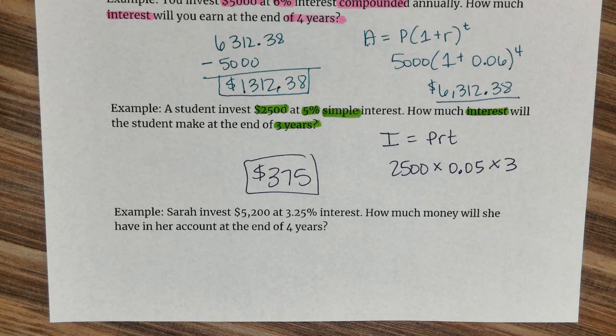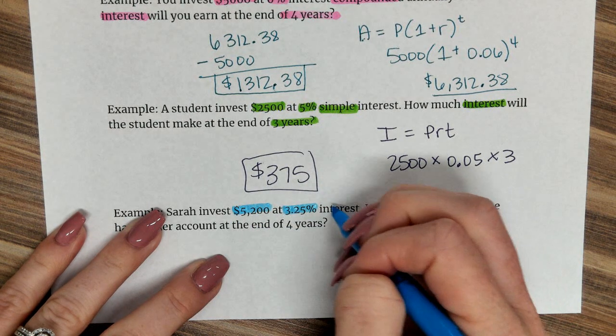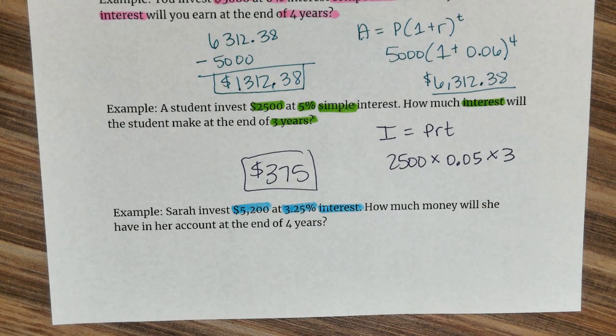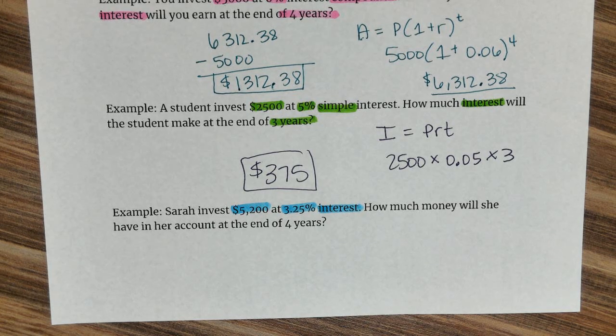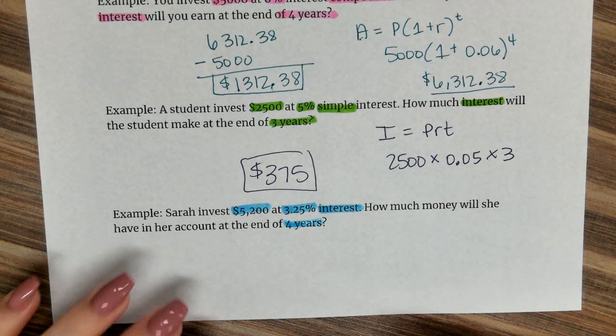Okay, last question. Sarah invests $5,200 at 3.25% interest. Did it say compound or simple? If it doesn't specify, it means simple. Okay, they will always specify if it's compound. So if it doesn't specify, it is simple. How much money will she have in her account at the end of 4 years?